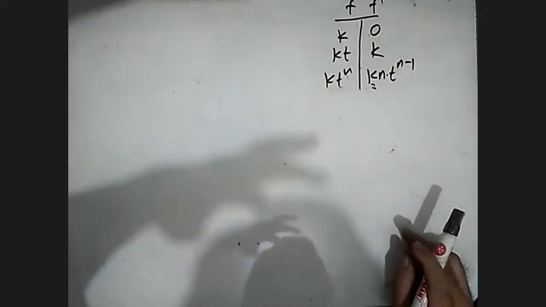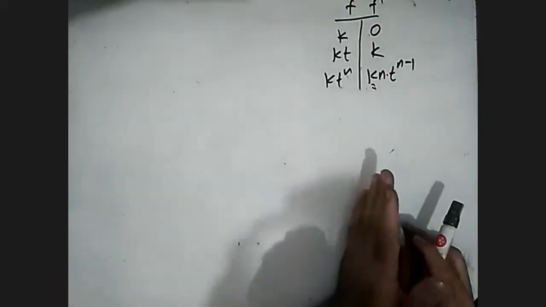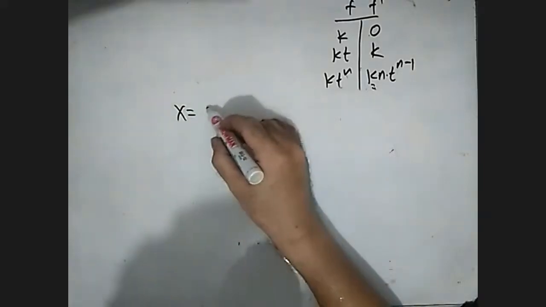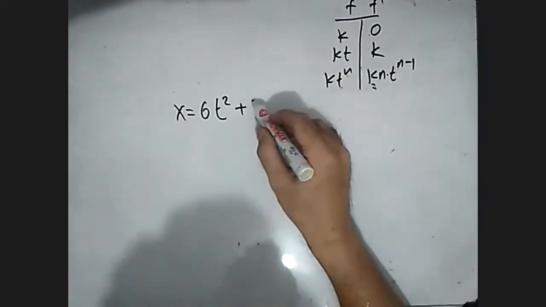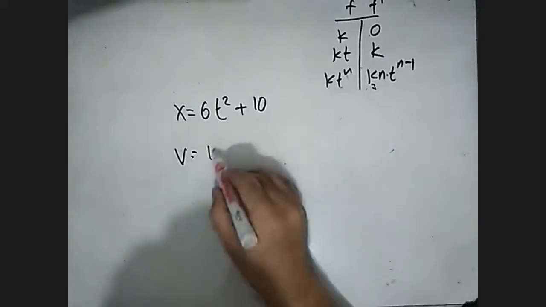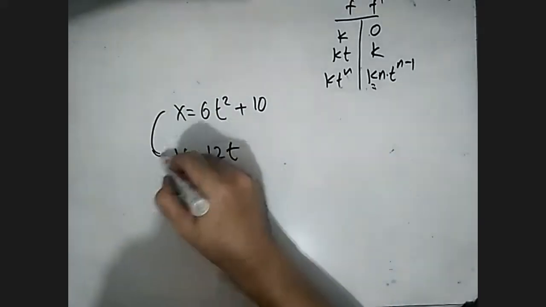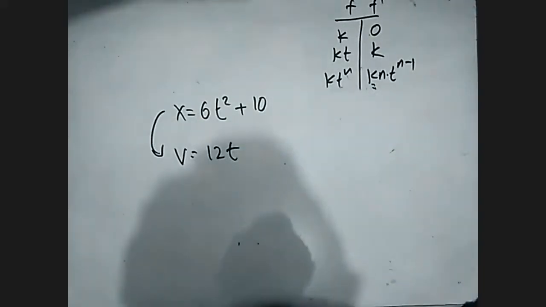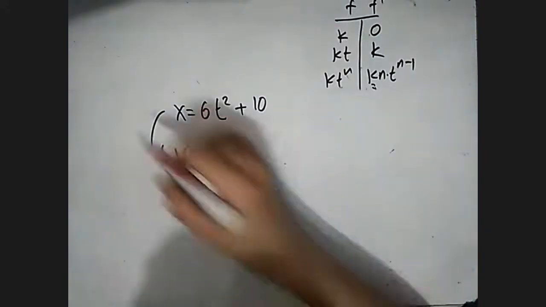Now what we do is this: so far we have what we call differentiation. Integration is the other way around. If you already know the result of differentiation, finding the formula before differentiation, we call integration. Let's say if you have x is 6t squared plus 10, then v is 12t. The process of getting here, where you know x and find the formula for v, is what we call differentiation.